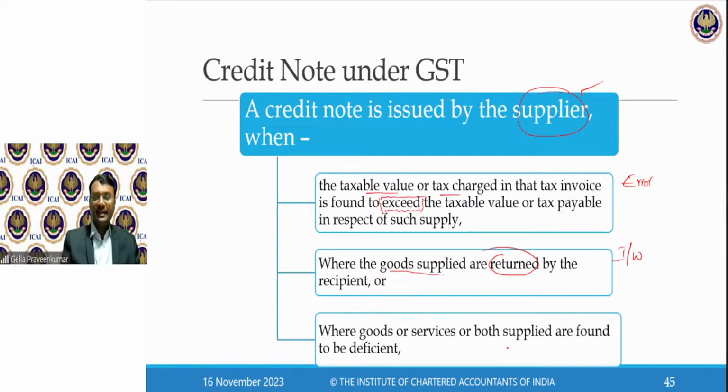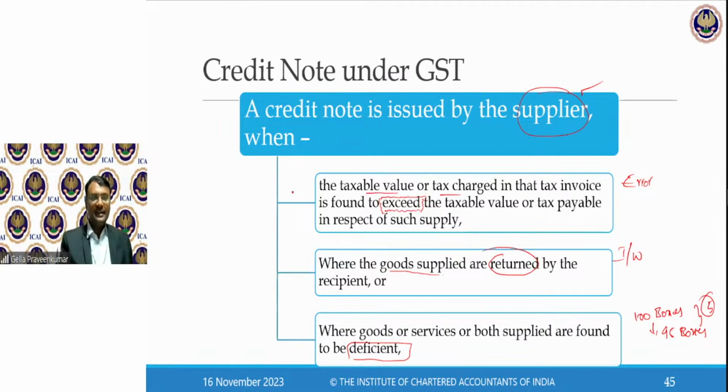Where goods and services are both found to be deficient. When I say deficiency, sir, I have supplied 100 boxes. The client has complained that they have received only 95 boxes. Now, when there is a shortage of 5 boxes, for these 5 boxes, I issue something called a credit note.